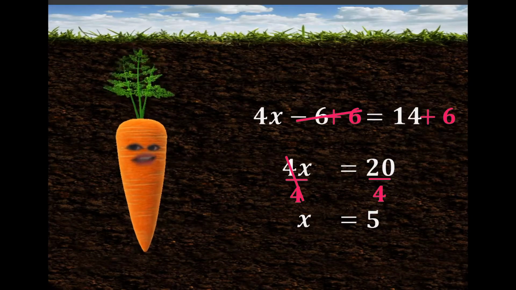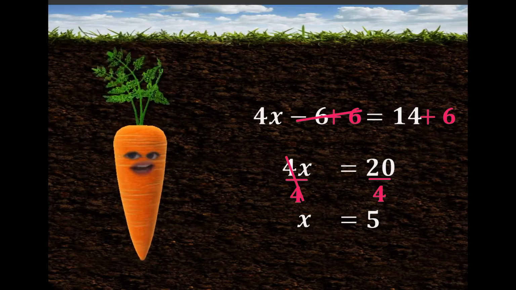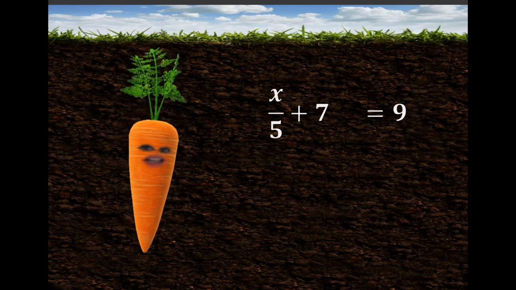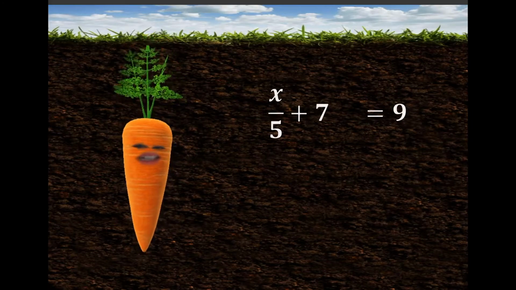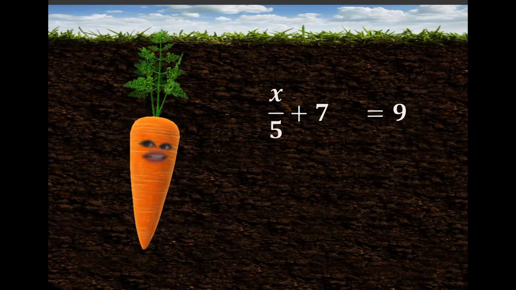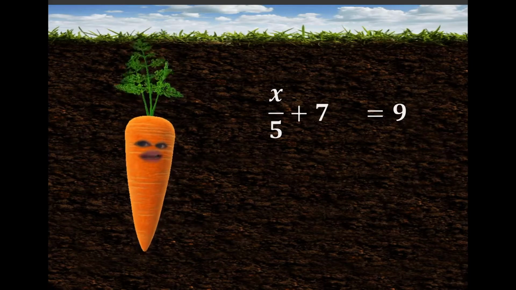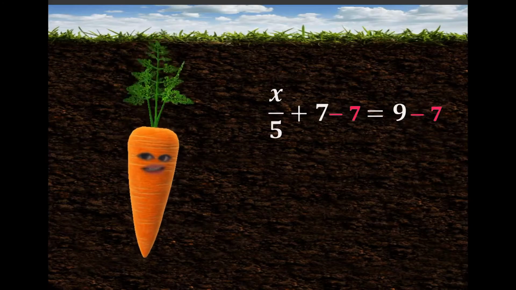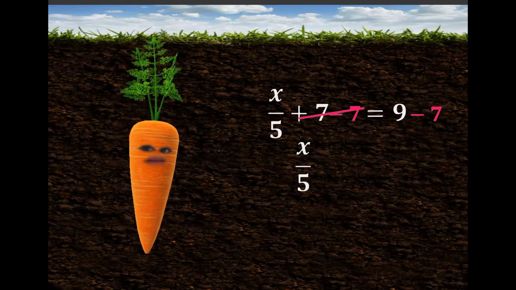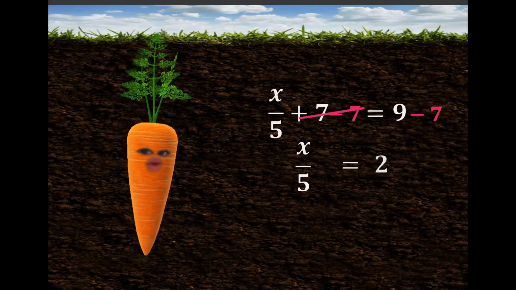So you can see that the left side, you don't really need to write it because it gets cancelled out anyway. So let's have a look at this one. x over 5 plus 7 equals 9. What's the last thing we read on that left side? Plus 7. So we're going to minus 7 first. And now we have x over 5 equals 9 minus 7 is 2.